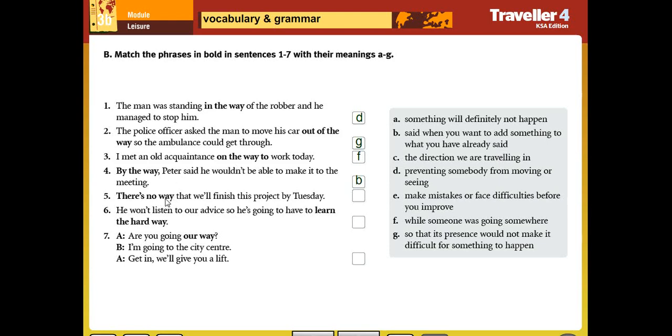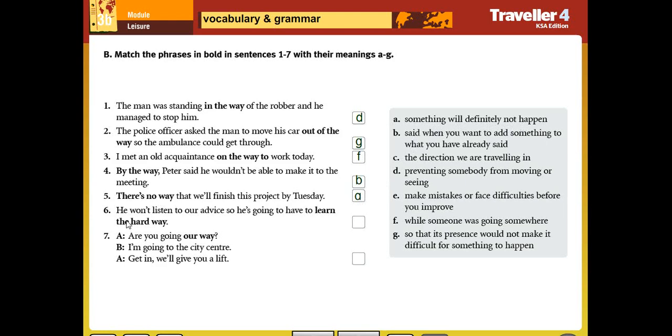There is no way. It's impossible. It's not possible that we will finish this project by Tuesday. It's difficult. It's not possible. It's impossible. So let's check. Yes, something will definitely not happen because it's impossible.